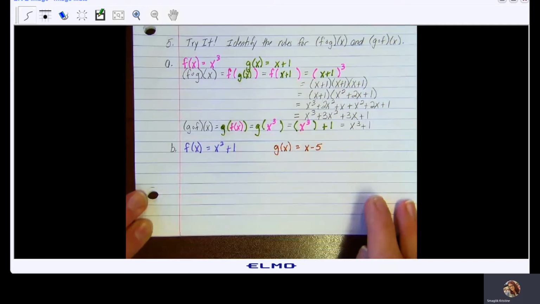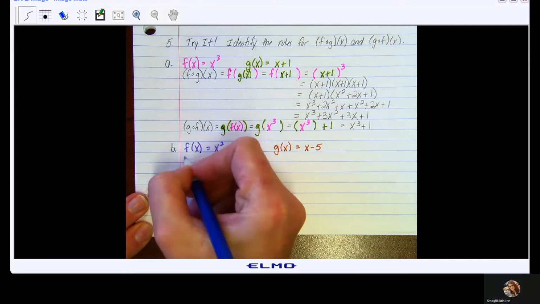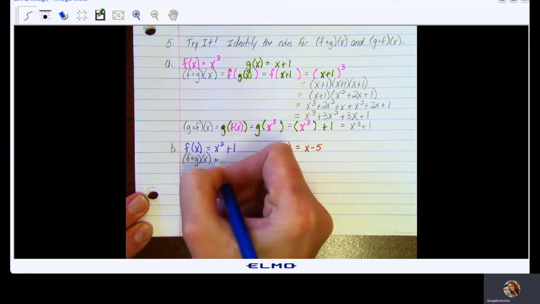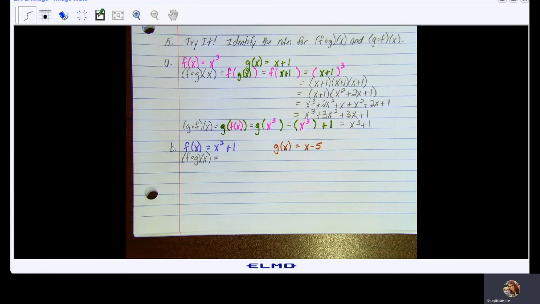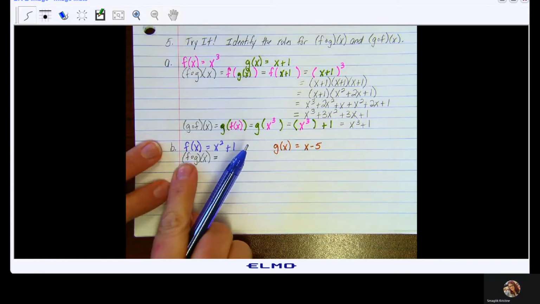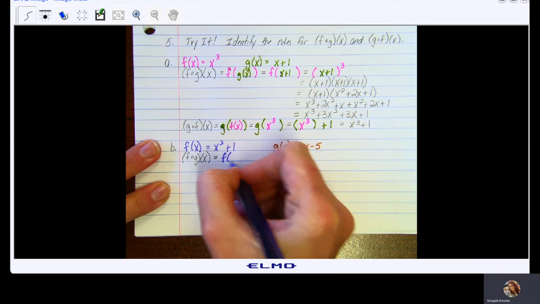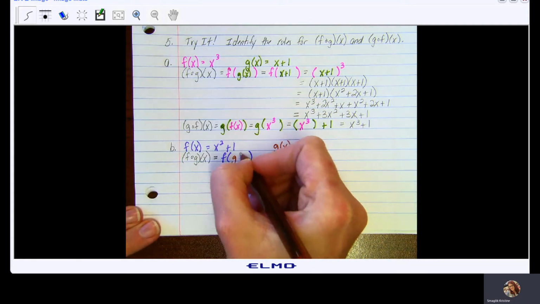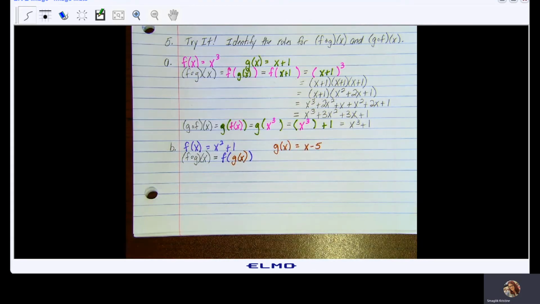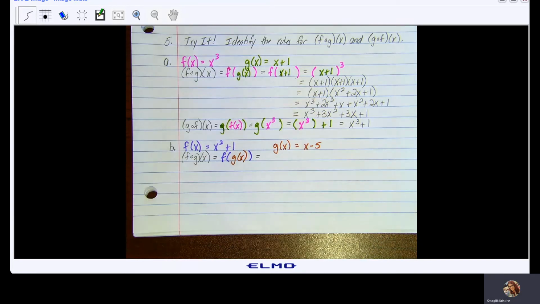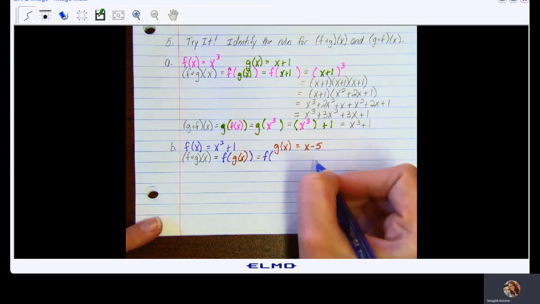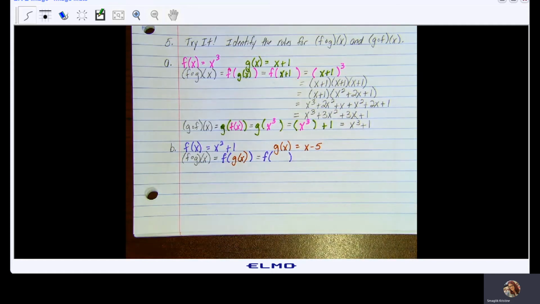Let's do another. Let's go f of g of x. So again, function f, and my g of x, we got g of x, that's my input. So now I have f. My g of x is x minus 5.